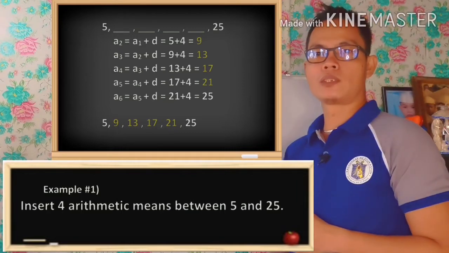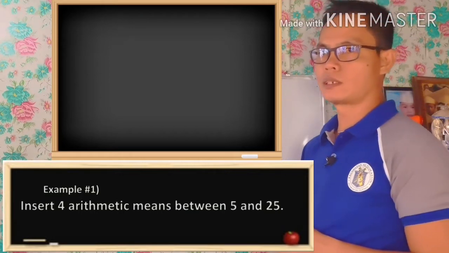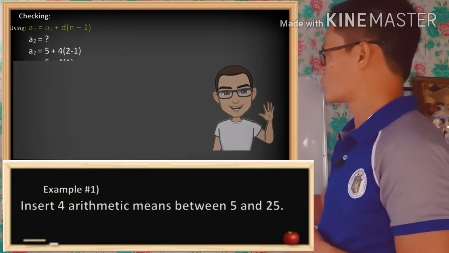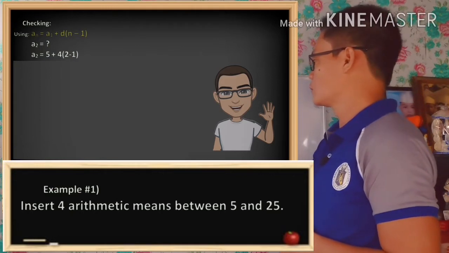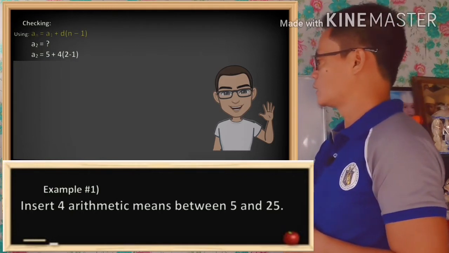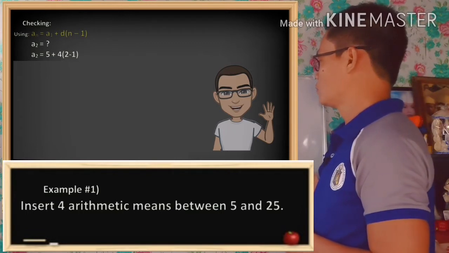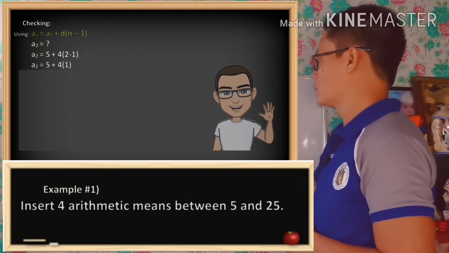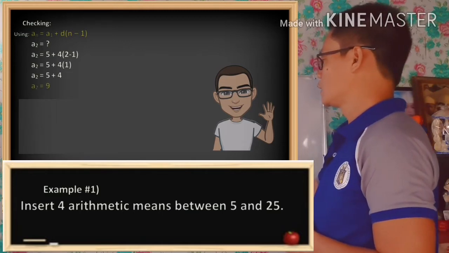Now, if you want to check, is it possible to use the formula for arithmetic sequence in finding the second term? Yes, let us apply the formula. We are going to solve for the second term. So a sub 2 equals the first term, which is 5, added to the common difference of 4 multiplied by n, which is 2 minus 1. So a sub 2 equals 5 plus 4 times 1. The value of the second term is 9.